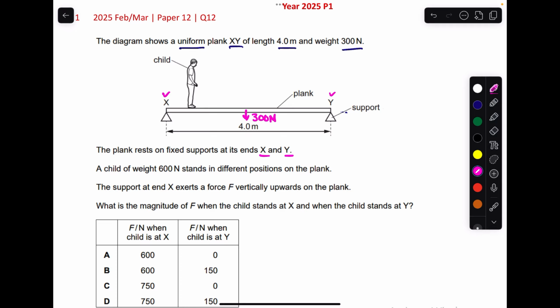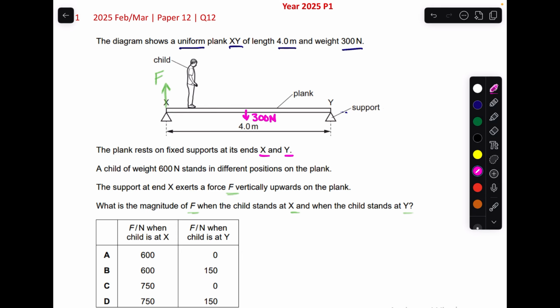So the support at X exerts a force F vertically upward on the plank. So there is a force F like this. Let me make it this way so we can see the X as well. There is a force F. We named it F. What is the magnitude of F when the child stands at X and when the child stands at Y? So we have to comment about this force that I have drawn there.